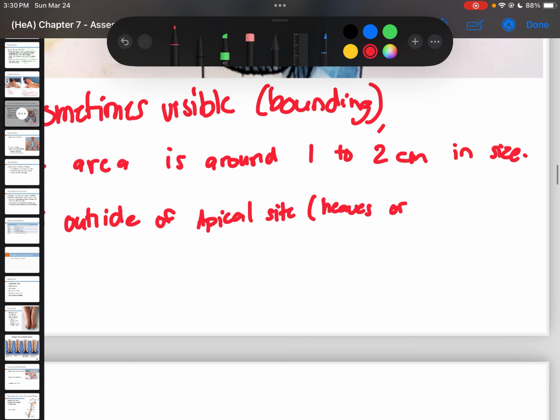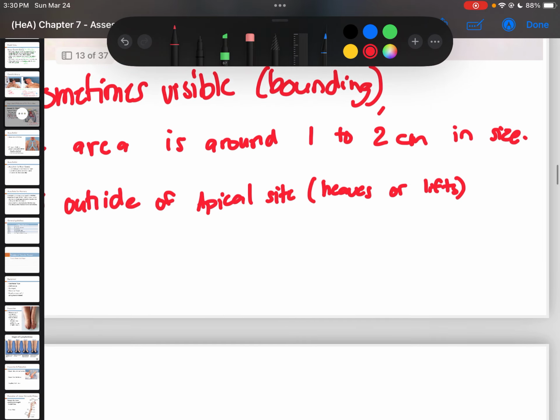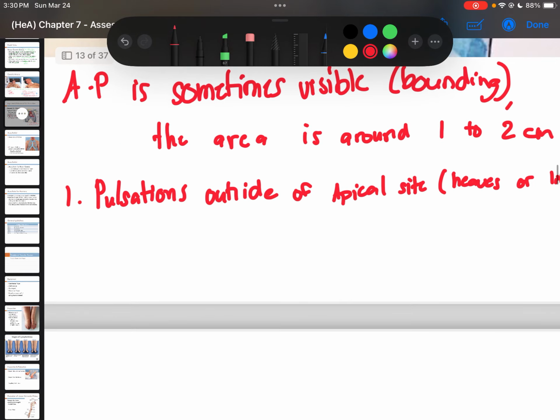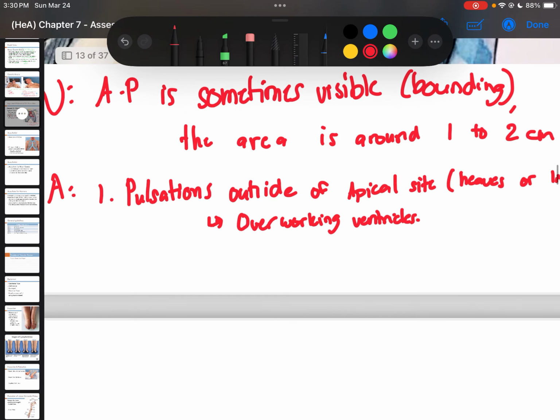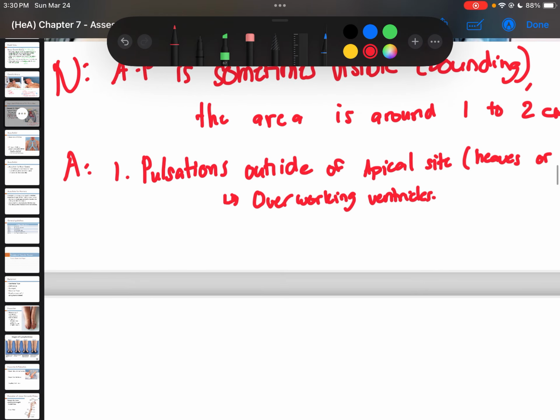Heaves or lifts. When we say heaves or lifts, class, it means that the skin is heaving. When we say heaving, it's like breathing. When we say lifts, it feels as if the skin is about to lift, like it is rising. So this is a sign that the ventricles are overworked. Overworking ventricles.